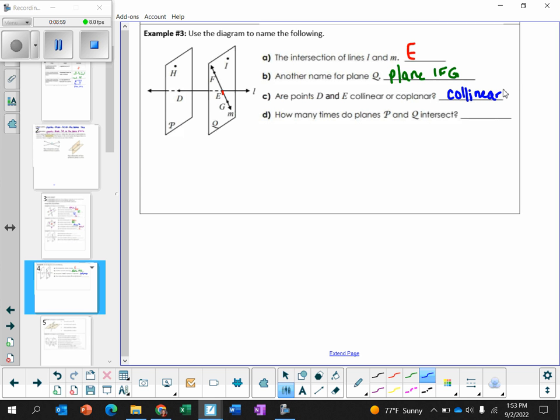And then how many times do planes P and Q intersect? So if this surface extended forever and this surface extended forever, they're never going to meet. It's like having the front wall and the back wall of something. Those 2 things will never meet each other. So this is actually never or none.